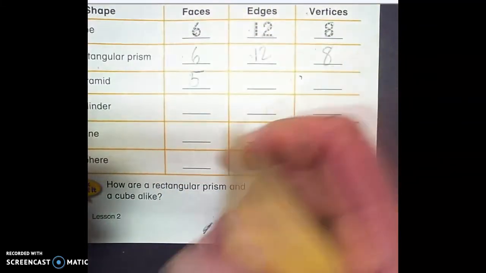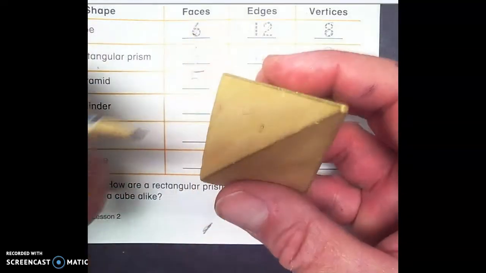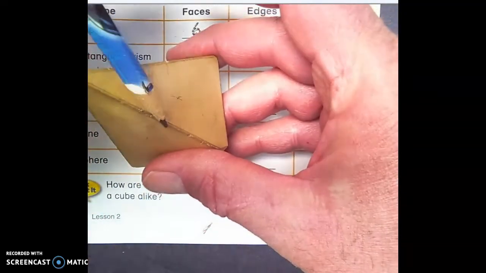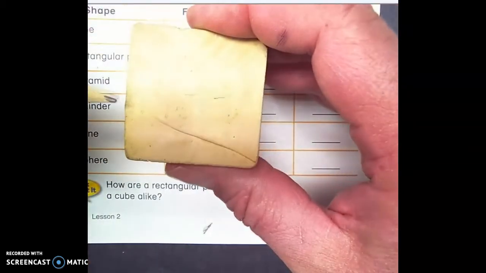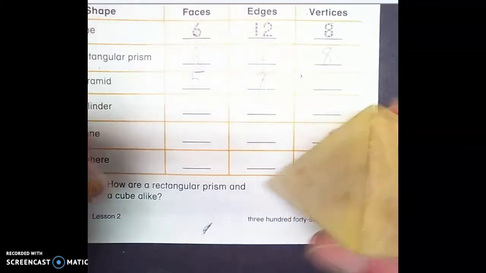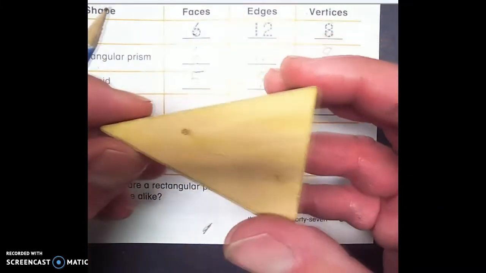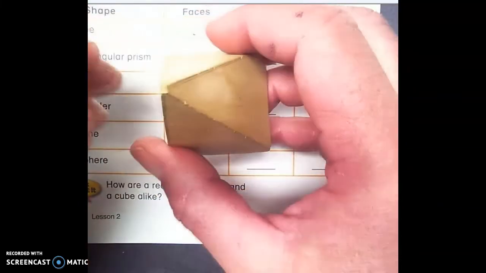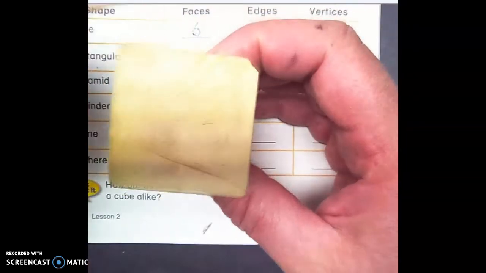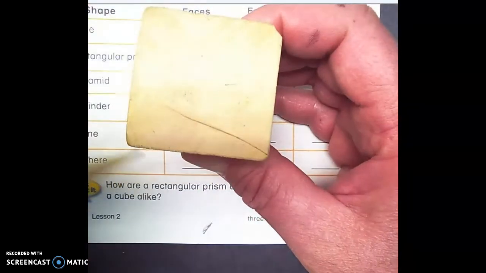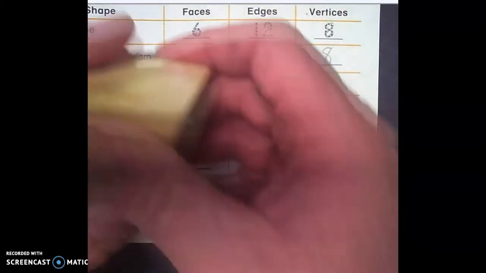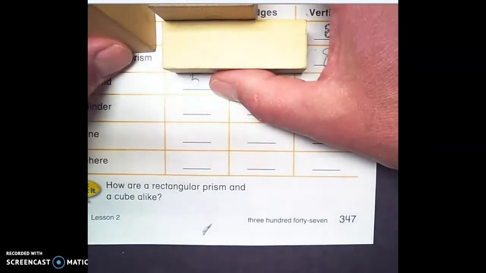Now we're going to count the edges, the cliffs. We've got 1, 2, 3, 4, and we flip it upside down, 5, 6, 7, 8. 8 edges. Now we're going to go to the vertices, the sharp corners. We've got one right up here on top. Now we flip it over, and we've got 2, 3, 4, 5. 5 vertices. Okay, that takes care of 3 of our solid figures.